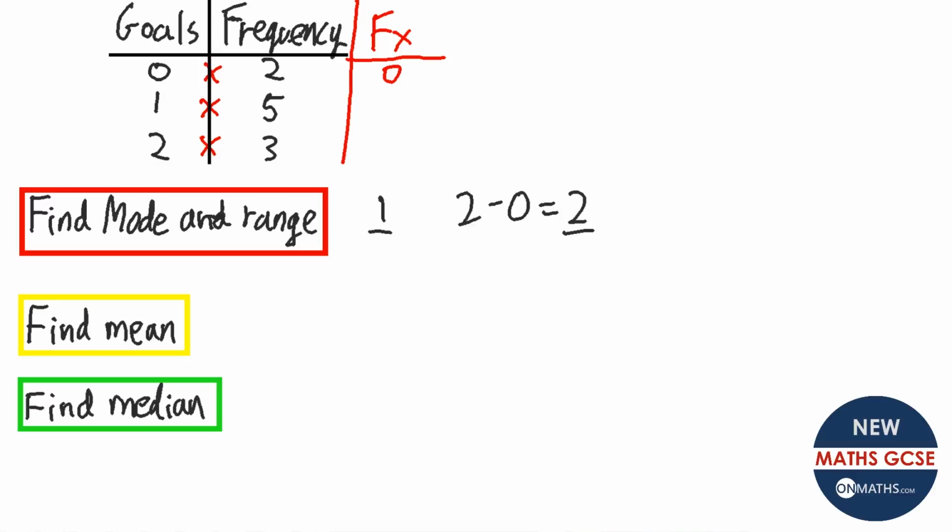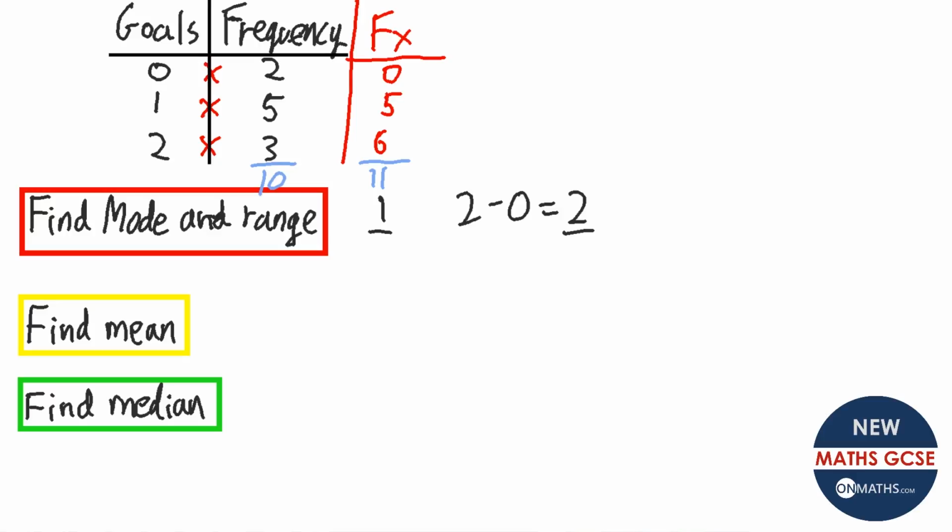In 5 of those games, 1 goal was scored. So 5 times 1, or 1 times 5, is 5. So there were 5 goals altogether. And in 3 of the matches, 2 goals were scored. So that means there's 6 goals in that altogether. Okay, then underneath that, what I'm going to do is add up all of the goals that were scored. So 0 plus 5 plus 6 is 11. And I'm going to add up how many matches there were. So 2 plus 5 plus 3 is 10.